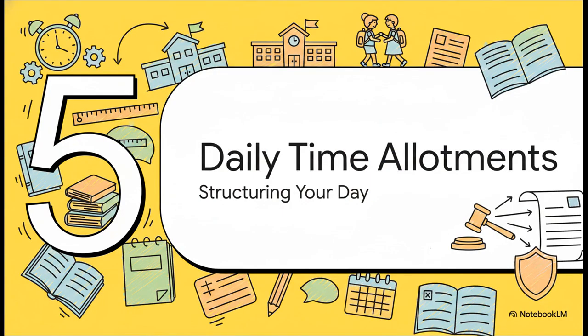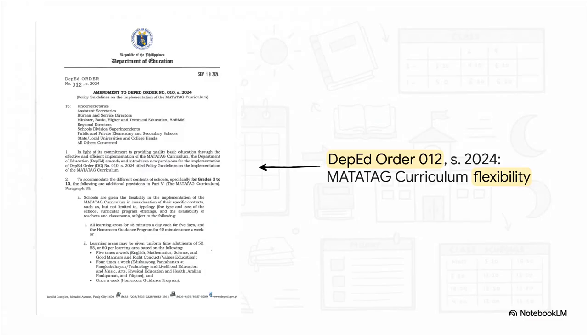Which brings us right to Section 5, daily time allotments. Okay, so for the daily grid, you need to pivot over to DepEd Order No. 12, series of 2024. This amends the MATATAG curriculum guidelines from DO 10. This is the document that actually breathes and bends with the reality of your school. Your specific typology, how many rooms you have, your teacher availability. This right here is where the magic of flexibility really happens for grades 3 through 10.